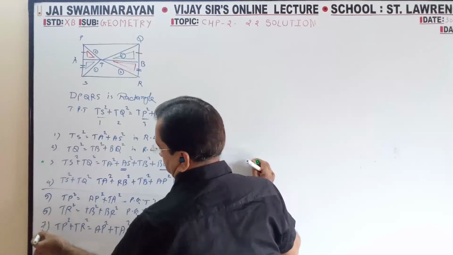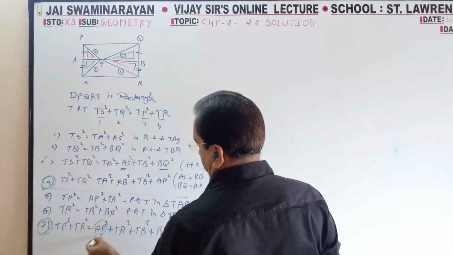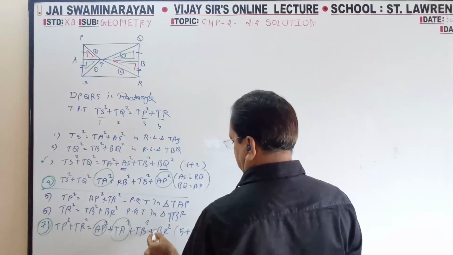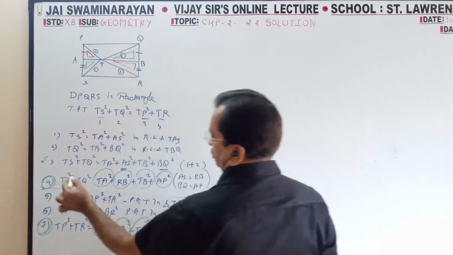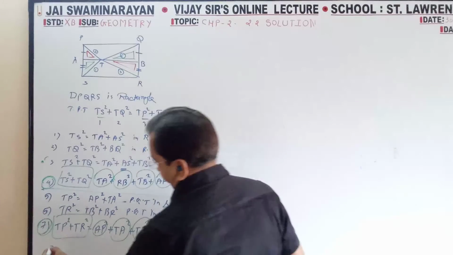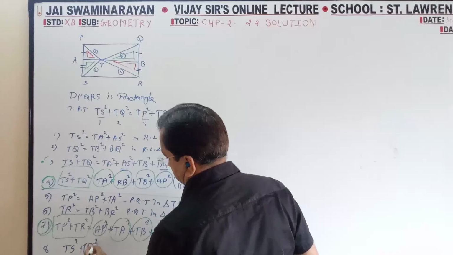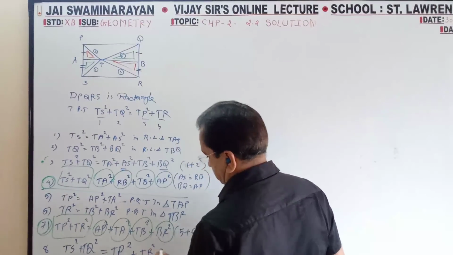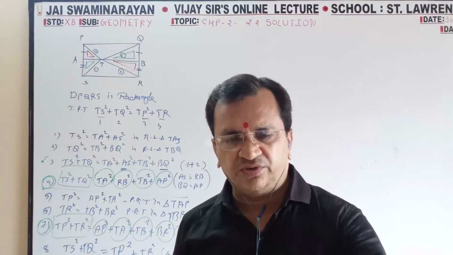And now in this and this, 7 and 4. AP square is there, AP square is there. TA square is there, TA square is there. BR square is there, BR square is there. TB square is there, TB square. So this is equal to this, so naturally this is equal to this. Hence it is proved. From 4 and 7, hence it is proved. Left side is equal to right side.